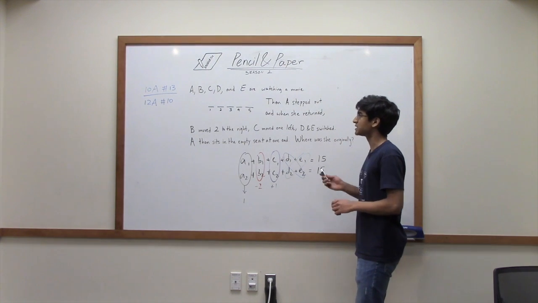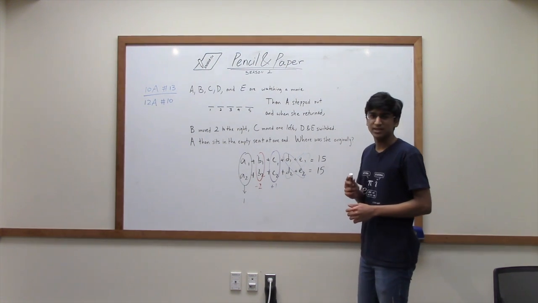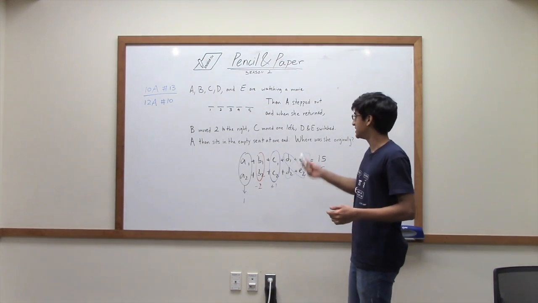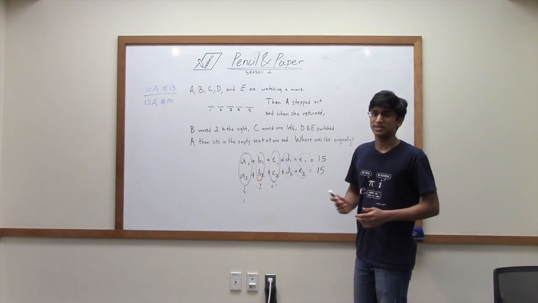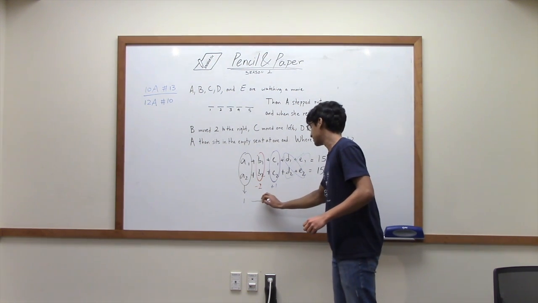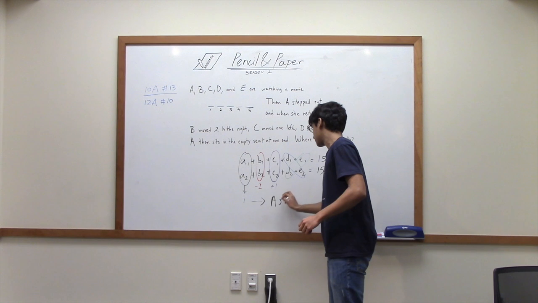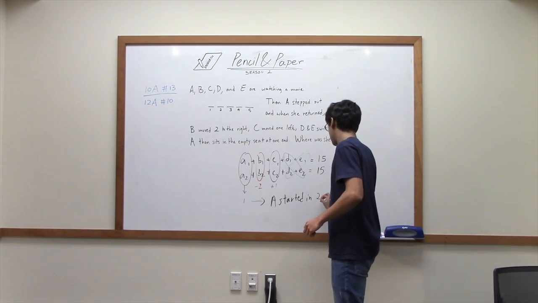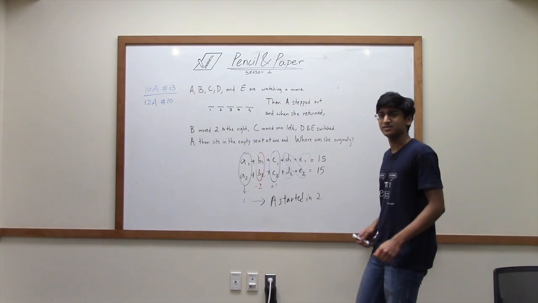Which means A has to move 1 seat to the left. That's the only way this is going to work. And if A moves 1 seat to the left and ends up at the end, the only possibility is that she started out in seat 2. So that immediately gives us the answer. And we're done.